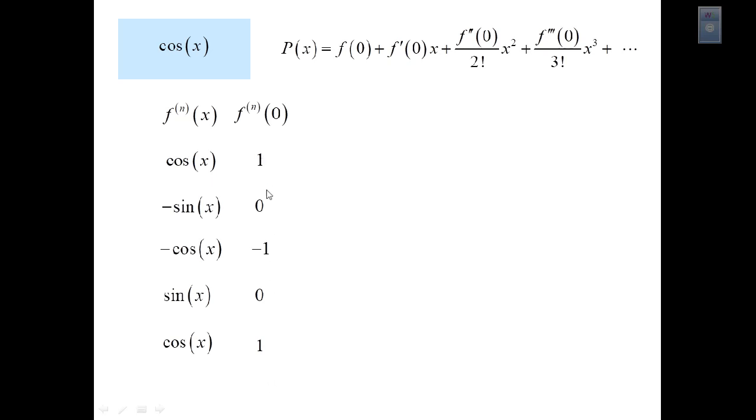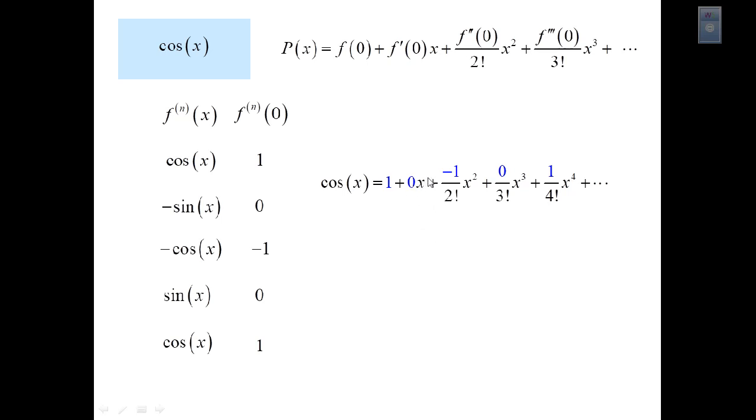So notice we have three numbers here. These two terms are going to go away. So we're going to have one for the first one. We're not going to have one for the second one. That term goes away. We're going to have one for the third term. We're not going to have one for the fourth term. Right, so when we write that out, we have 1 plus 0x plus negative 1 half, 1 over 2 factorial, x squared, plus 0 over 3 factorial times x cubed, plus 1 over 4 factorial of x to the fourth.